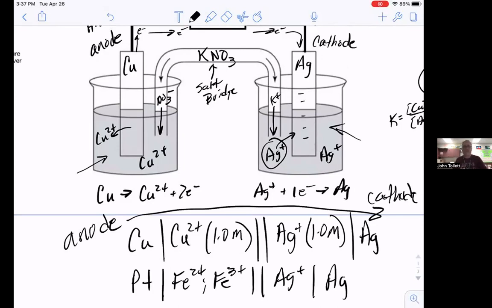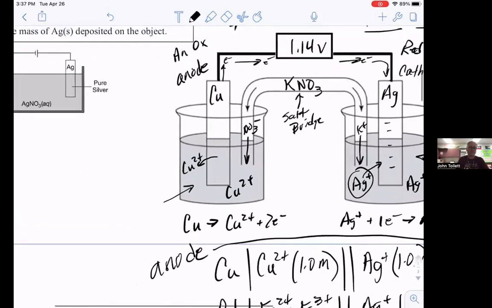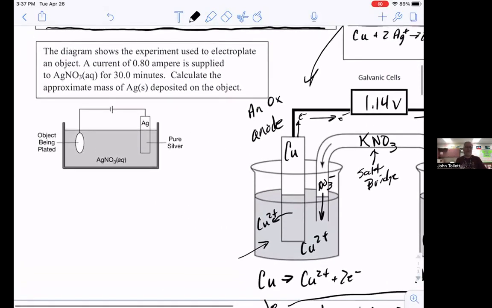Okay, I forgot about that. I'm glad we went back and did that. So let's go to the last part here. It says the diagram shows an experiment to electroplate an object. Let's say the object is made of copper, or it doesn't really matter what it is, but we're going to plate it with silver. What we're doing is we're increasing the voltage so that the electrons are actually traveling in this direction, right? Which is contrary to what they would normally do.